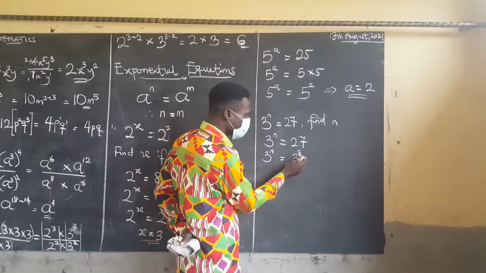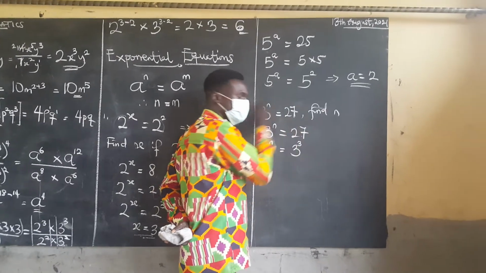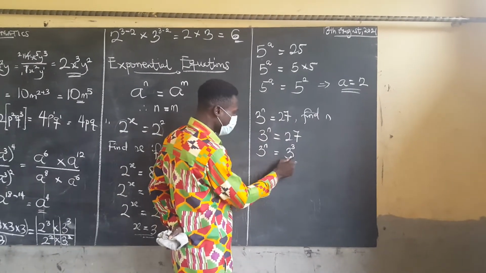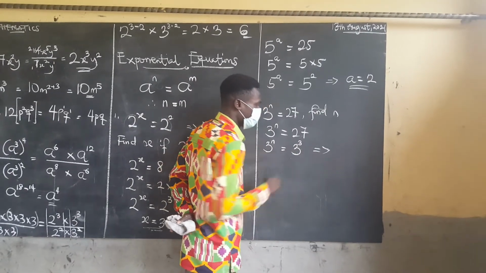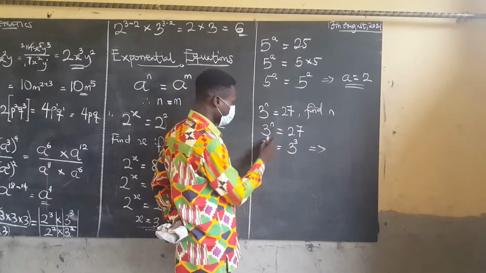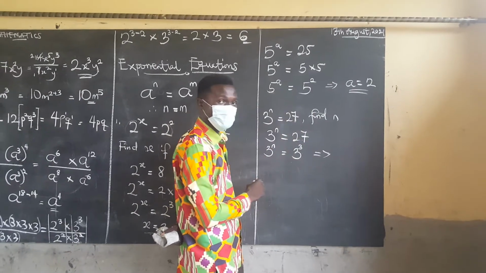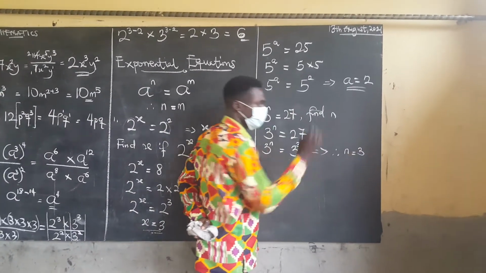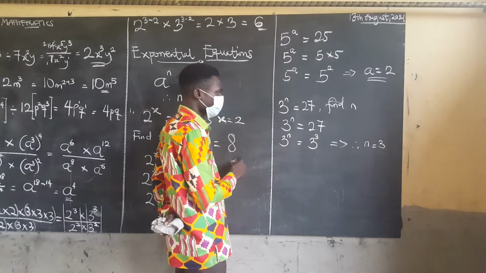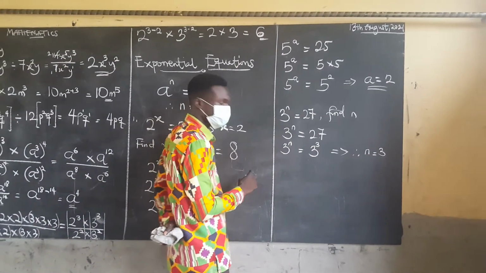So this 3 raised to the power 3 is the same as 27. Now you can see that the bases are the same, 3, 3. So I'm going to pick the powers, which is n and 3. I will equate them by saying, therefore, n is equal to 3. Let's try the other one.